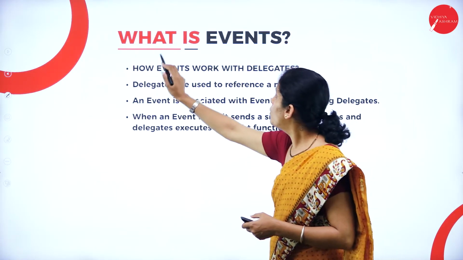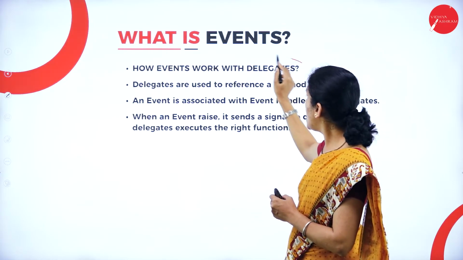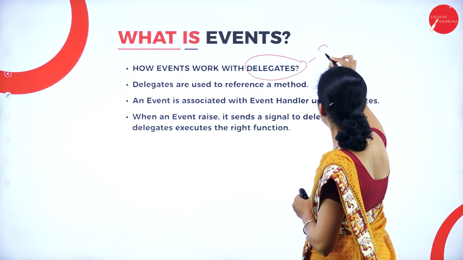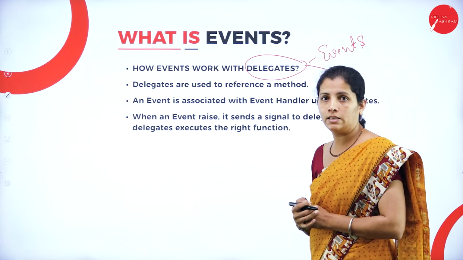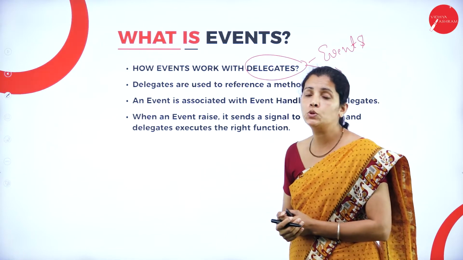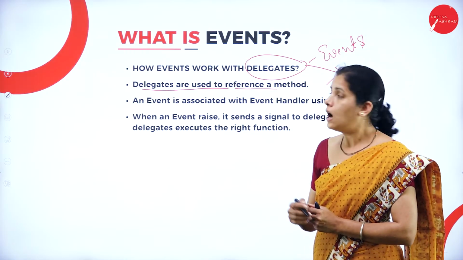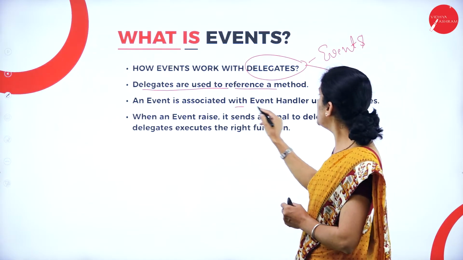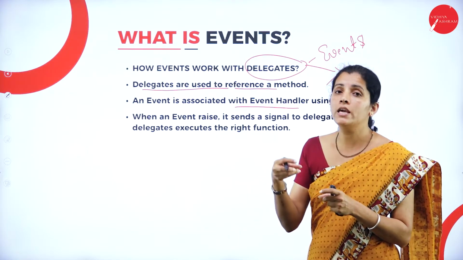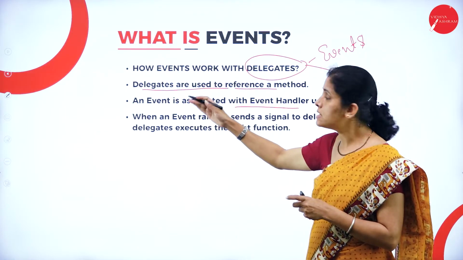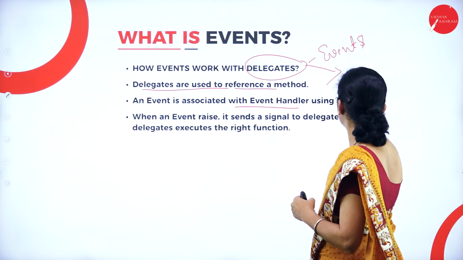Now, what is an event and how does an event work with a delegate? Delegates are mainly used to handle events, and they are mainly used to perform callback methods. Delegates are used to reference a method, and an event is associated with an event handler. When the event is triggered, it is handled by the event handler, and each event is associated with the event handler that can be done by using delegates.